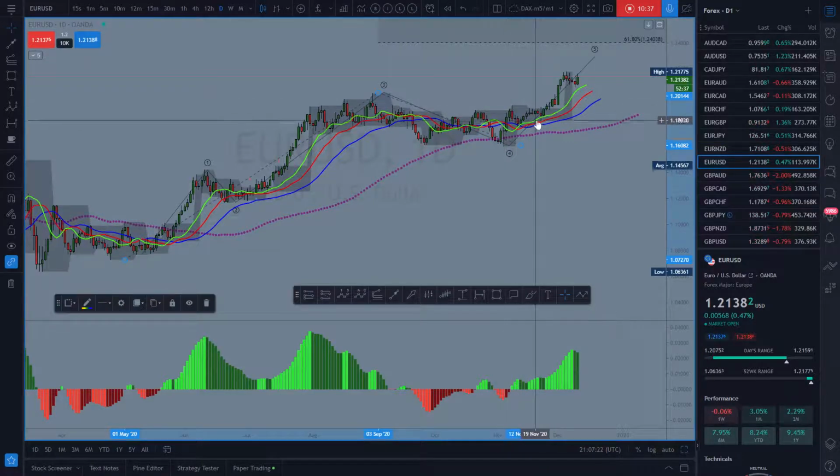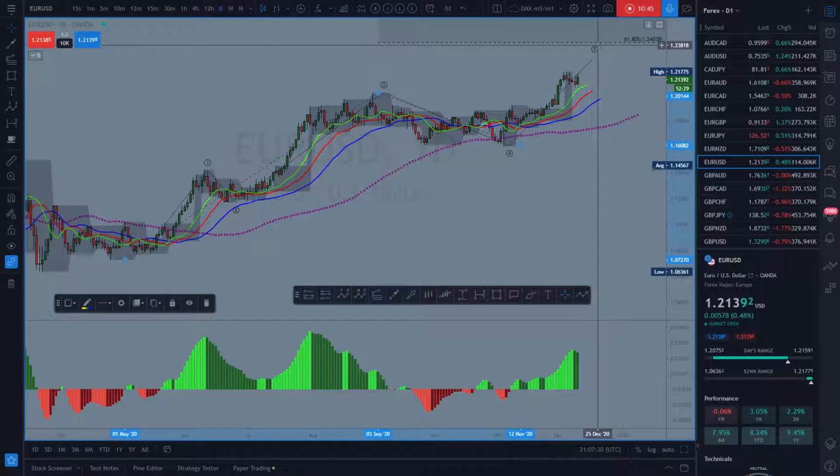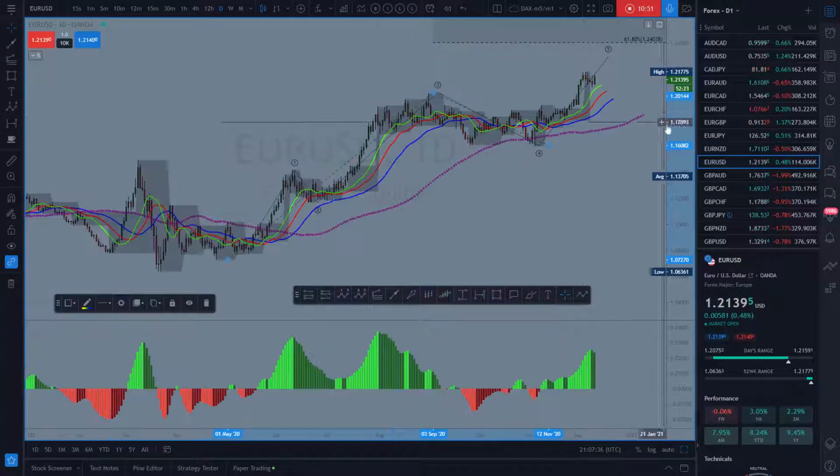Entry from here, add-on from here, and a third add-on should trigger over here, either today or tomorrow, up there. And this would be your first target to basically take some profits over there.